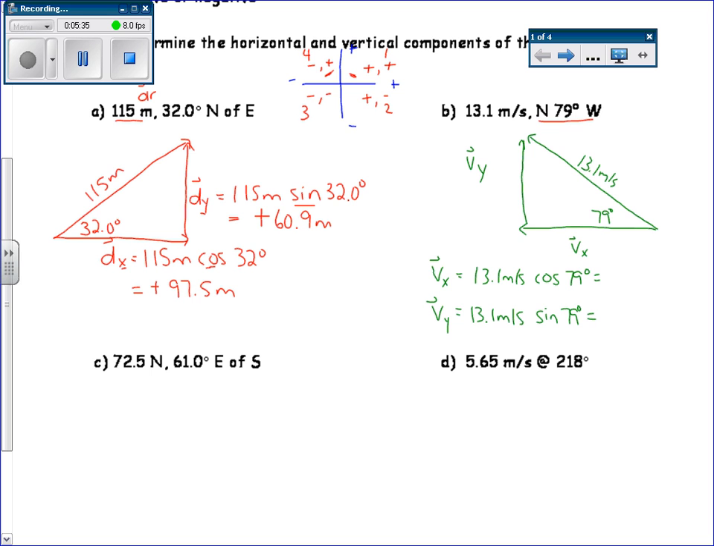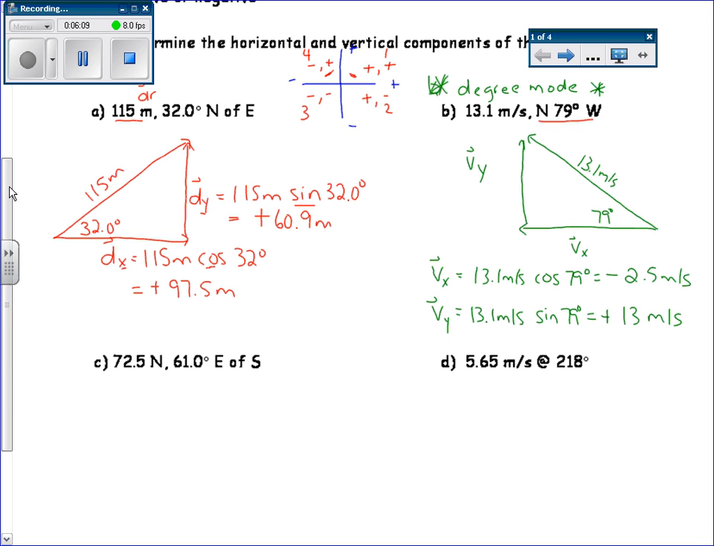I should have put 79.0, but that's okay there. Your x component is going to be negative because it's west, and your y component will be positive because it is north, and then you just calculate those values, making sure you're in degree mode. Make sure you're in degree mode. That's important. If you're in radian mode, you're going to get kind of funky answers. So the x component is negative 2.5 meters per second, and the y component is 13 meters per second.